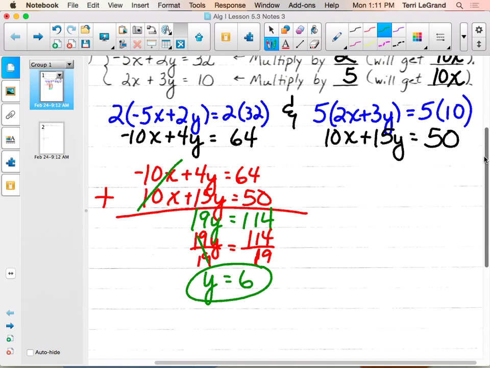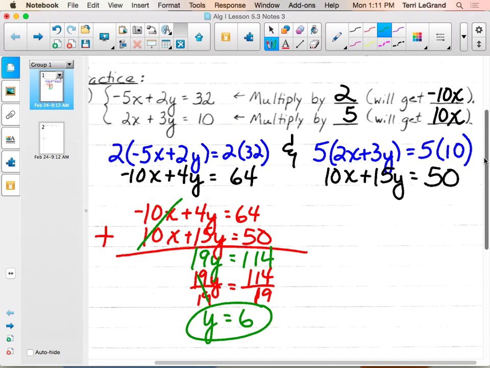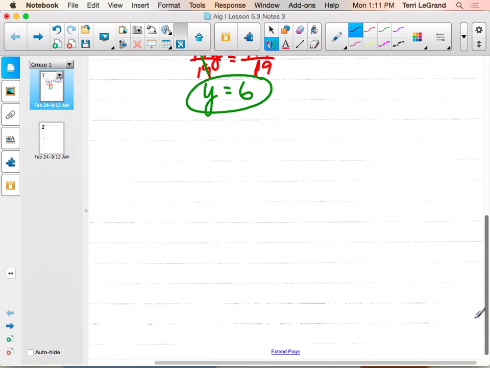Look at this one, you like 10x, 15y, and 50. You could use that one if you wanted to. Which one looks like maybe the friendliest to use? Bottom one, the 2x plus 3y. There's no negatives in that one. Yeah, so let's use 2x plus 3y equals what? What was that one equal to? 10?